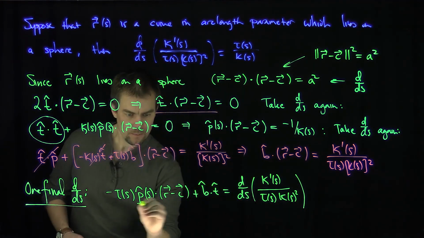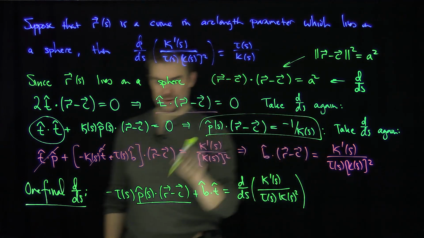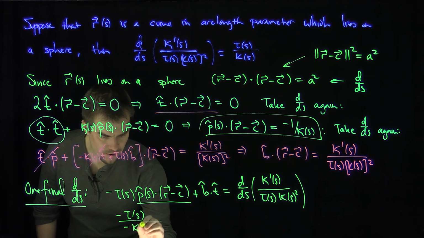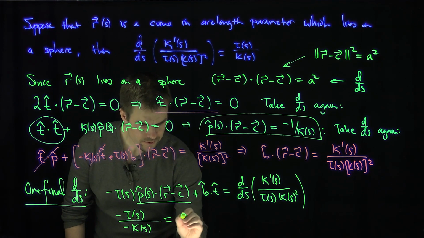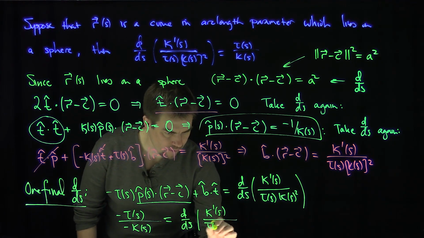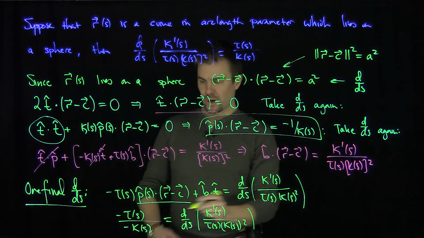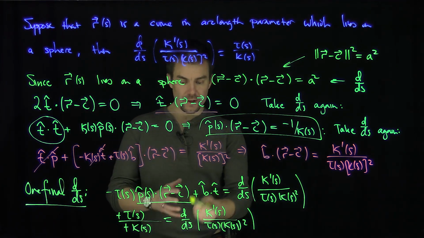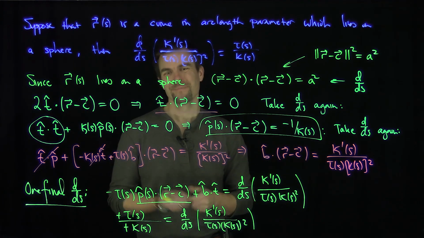And now what do we know about n dot (r minus c)? It is negative 1 over kappa of s. So I can replace this with negative tau of s over negative kappa of s is equal to d by ds of kappa prime of s over tau of s, kappa of s quantity squared, and that gives us the result because the negatives cancel out. So I have tau over kappa is equal to the derivative of the ratio of the derivative of the curvature over the torsion times the curvature squared. Thank you very much.